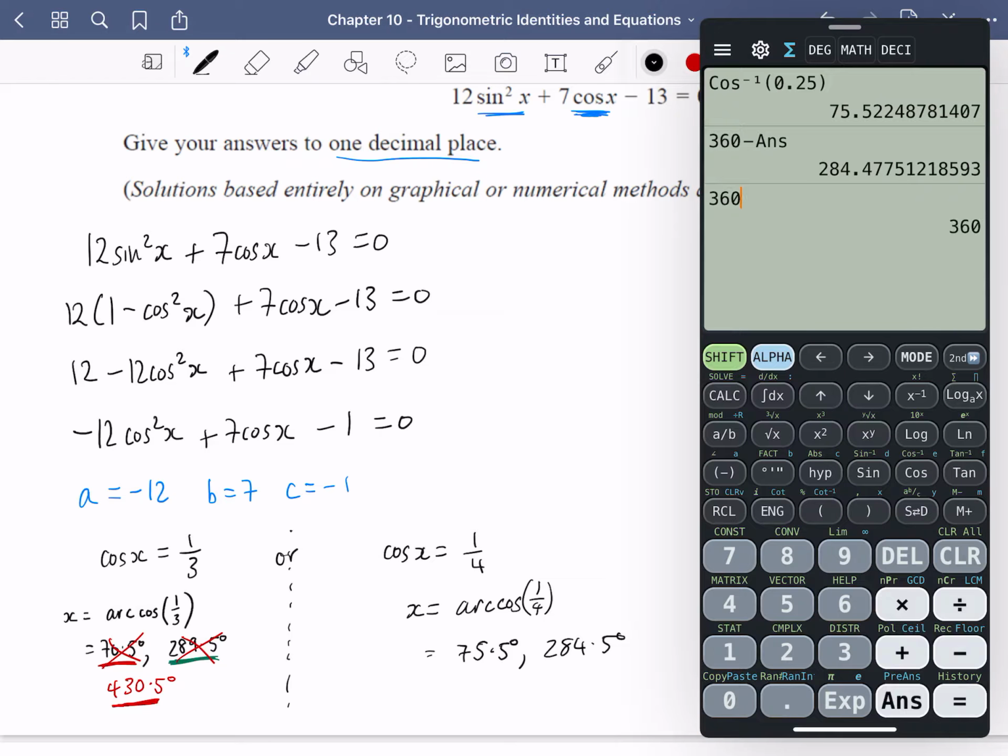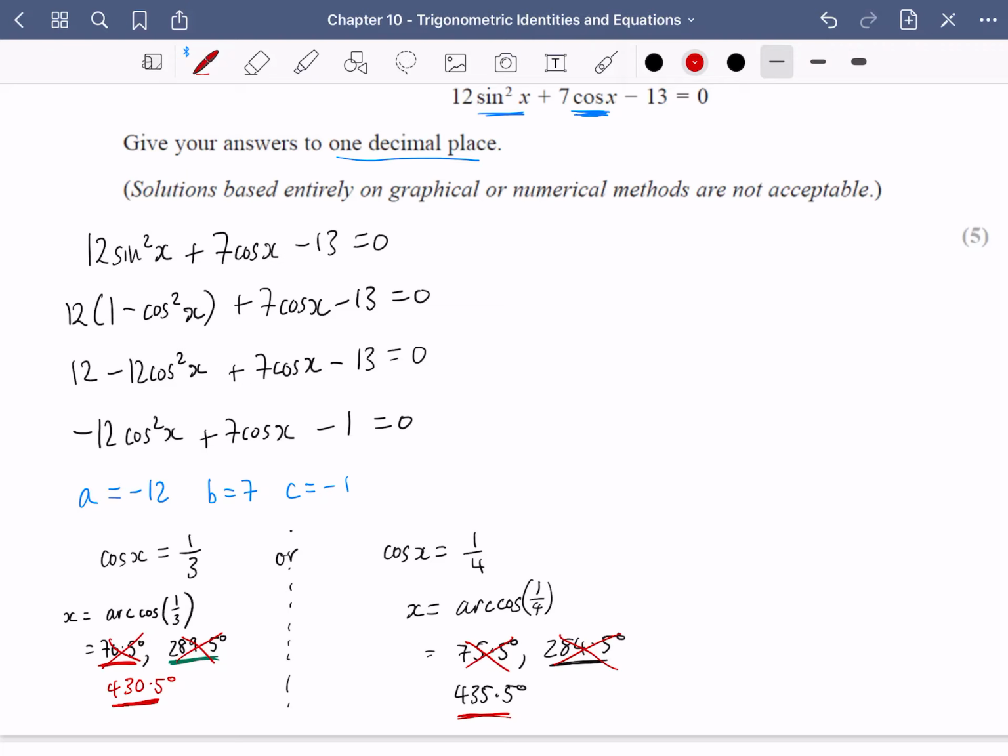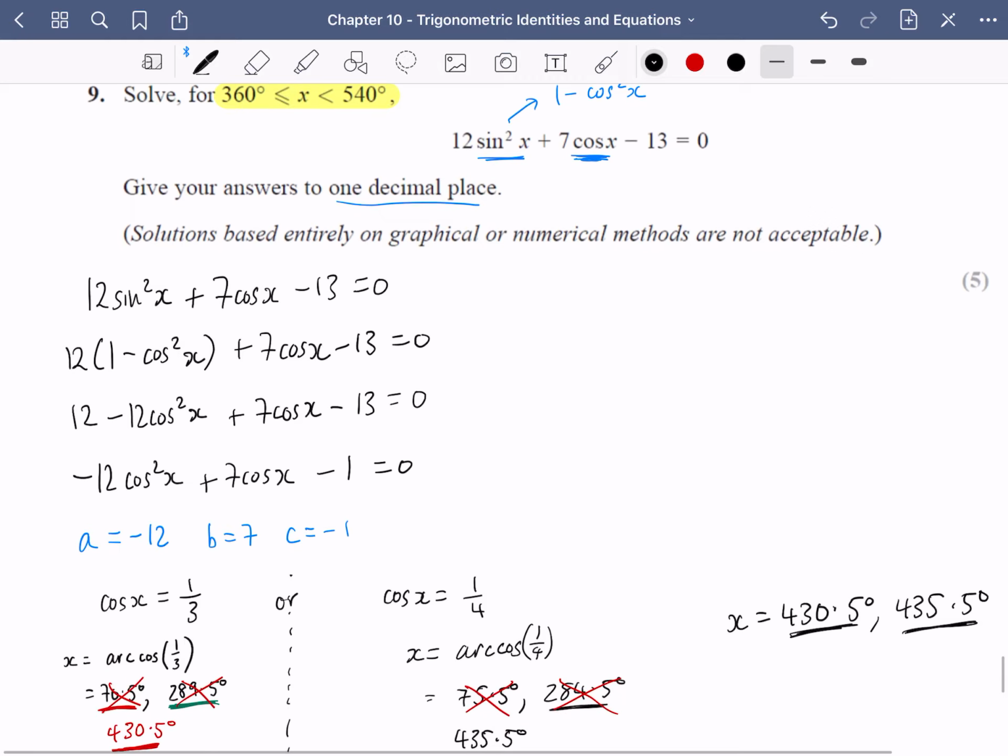So let's just go back to the other one that we had, the 75.5. There's no point adding 360 to this one, it's going to go outside. So if I add 360 to this, I get 435.5 degrees, which is inside the range. So this one is not inside the range, this one is not inside the range, so it is only this solution that we have here, which means that our answers to this question are x is either equal to 430.5 degrees or 435.5 degrees. Only two answers, and that is because it is quite a small range between 360 and 540.